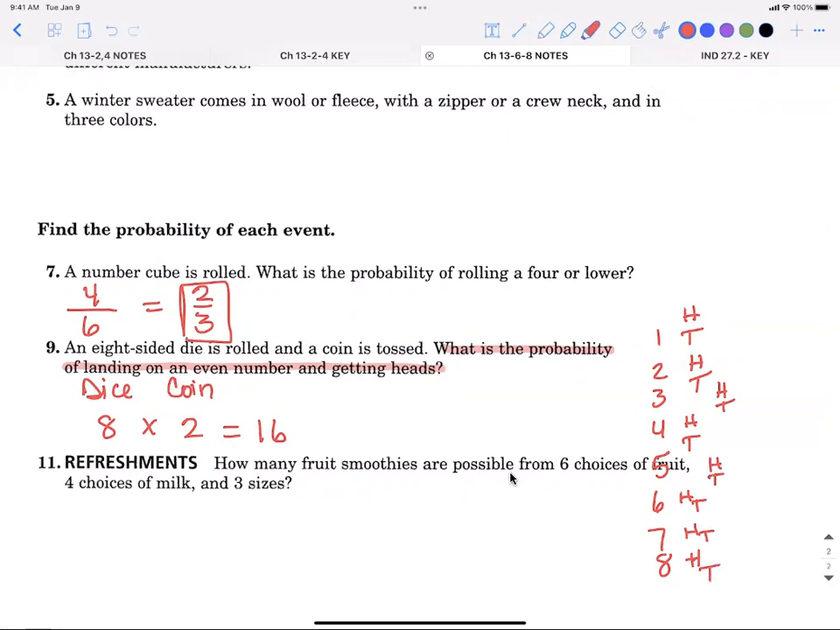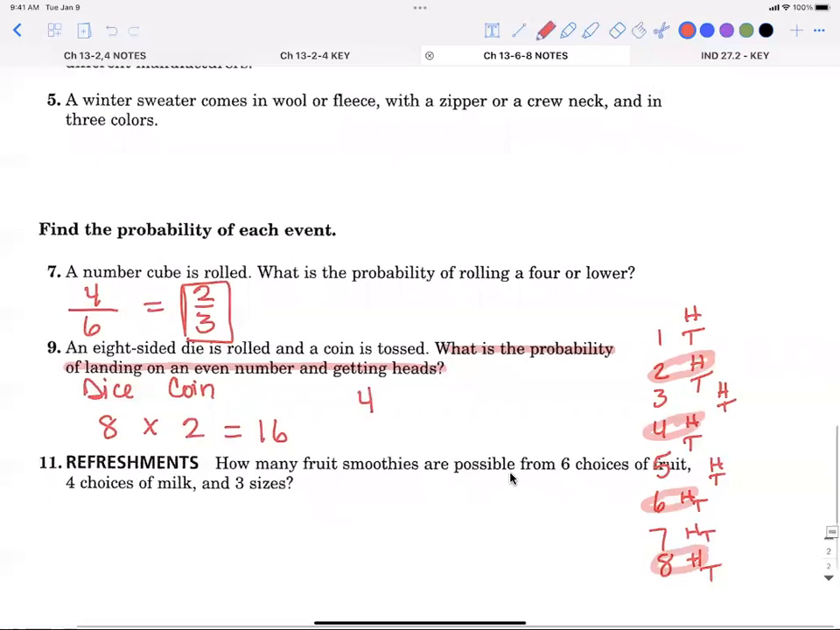Which ones of these are even numbers and heads? 2 and heads, 4 and heads, 6 and heads, 8 and heads, right? So of my 16 possible outcomes, only 4 of them can I roll an even number and heads. So first, when you have this multiple event happening, you have to find the total number of outcomes possible. Then you have to find the probability of the very specific favorable event they're asking you about.